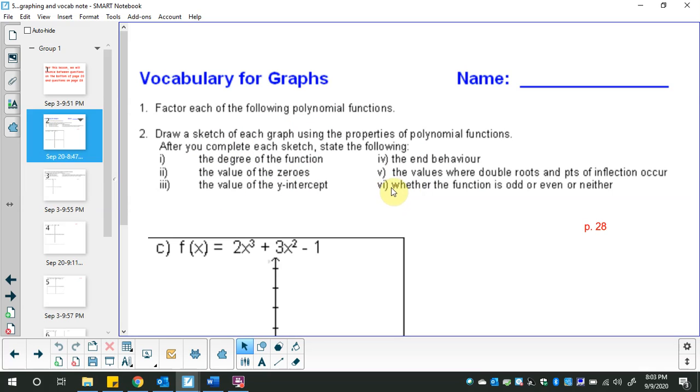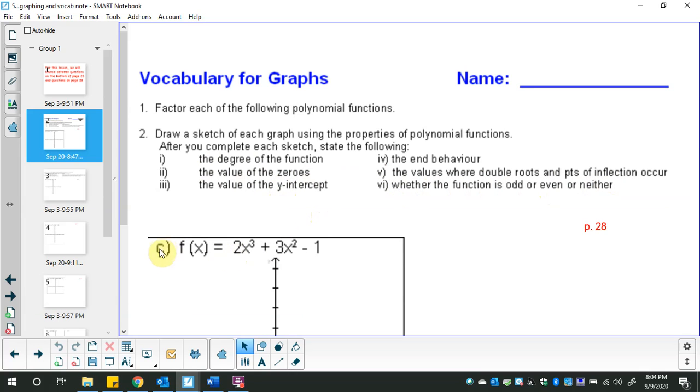Then, once you're done that, we will be talking about all of these things except the sixth. Today, we are not talking about whether a function is odd or even or neither. That's just not the case at all. So we'll be going over the other stuff, not necessarily in order, but I will attempt to color coordinate.